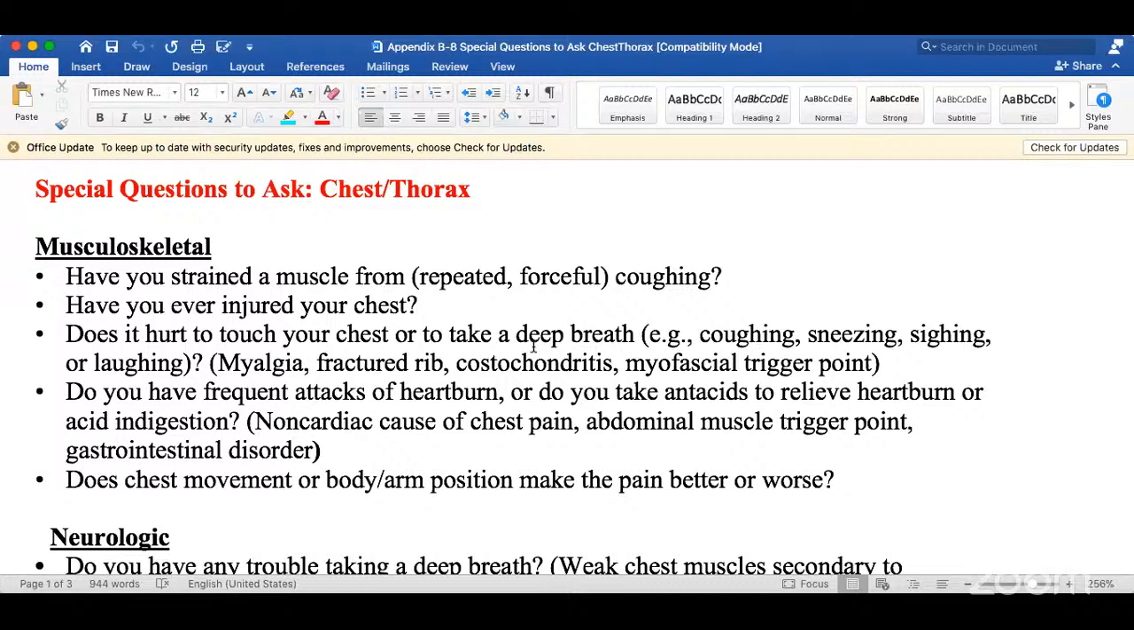Have you strained a muscle from repeated forceful coughing? So the patient is coughing, say, I have pain in the chest. So what you want to do now is to identify, is that pain movement impairment related, or is it an organic pathology but related to the musculoskeletal system? Because you can have a physical diagnosis in the musculoskeletal system, or you have an organic pathology.